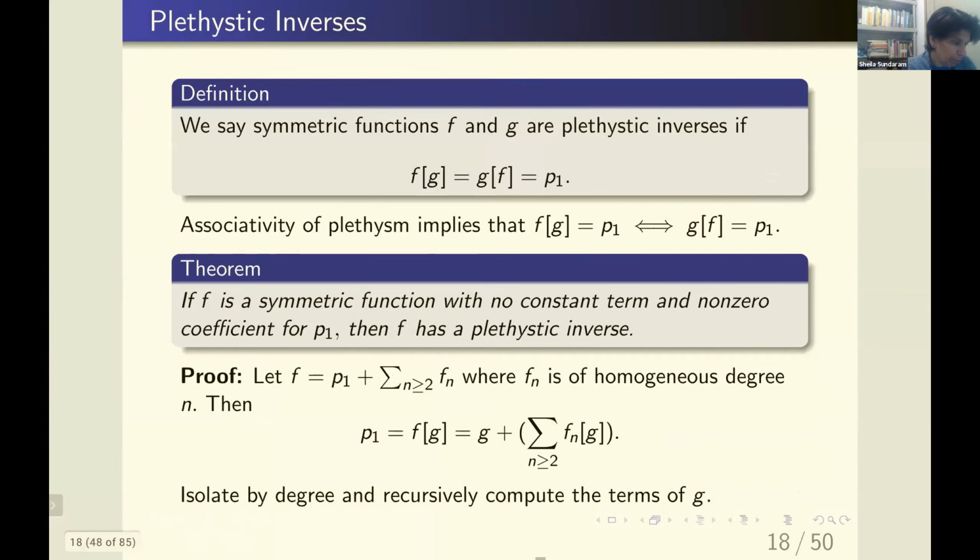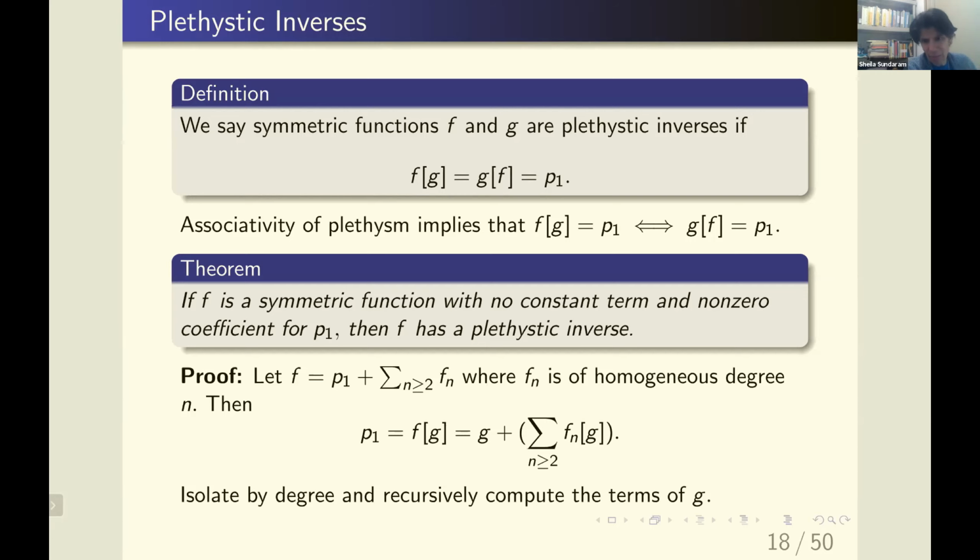Okay, so plethystic inverses: I'm going to say F and G are inverses if when you compose F with G or G with F, you get p1. Because plethysm is associative, these two things are equivalent. Right? You're in the plethysm ring, basically.